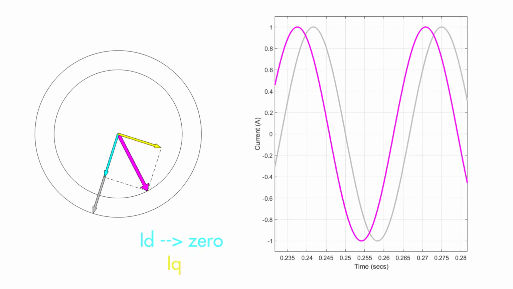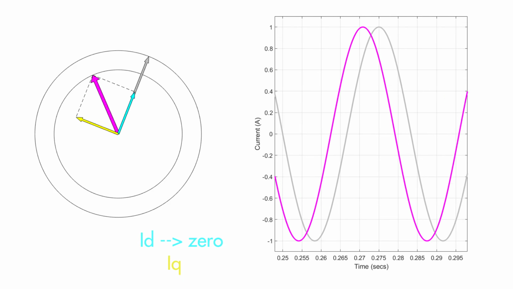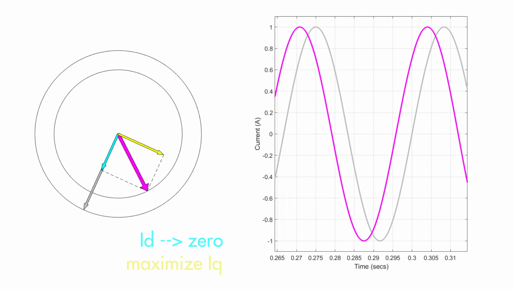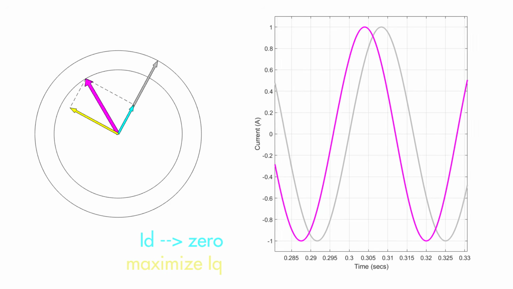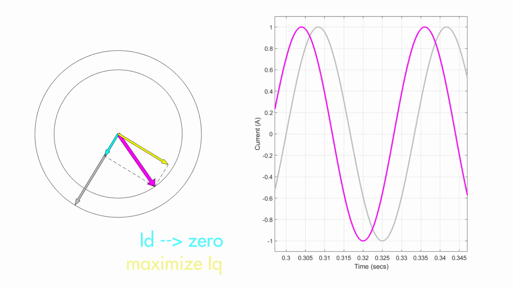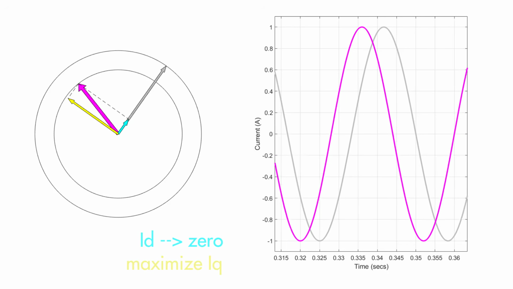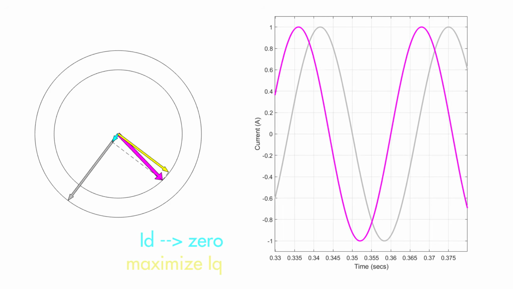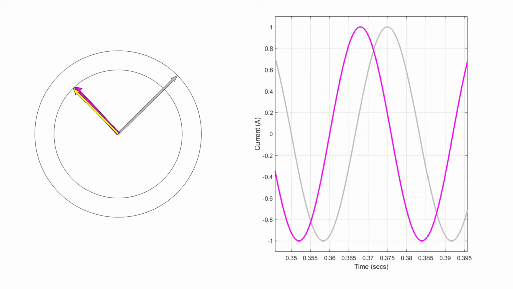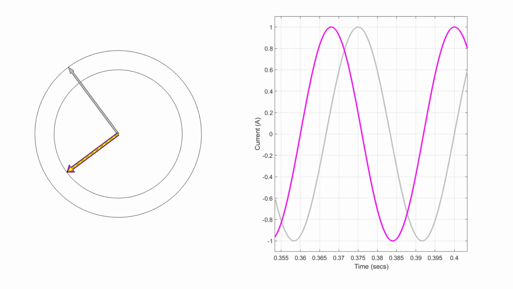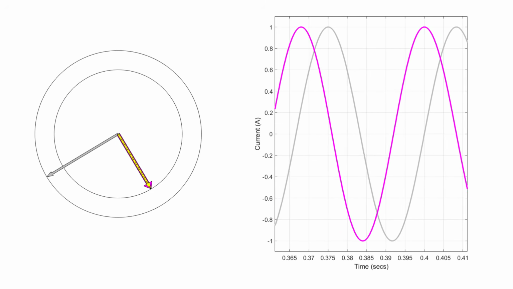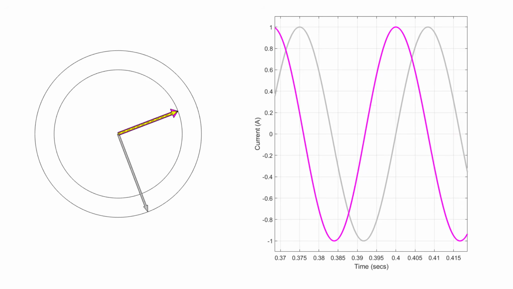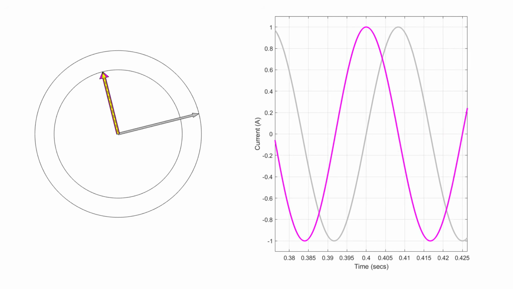We simply force the direct axis component to be 0, while allowing the quadrature axis component to grow. Once the direct component diminishes completely, our stator field vector is at exactly 90 degrees with the reference vector. On the right, we see what this looks like in time domain.